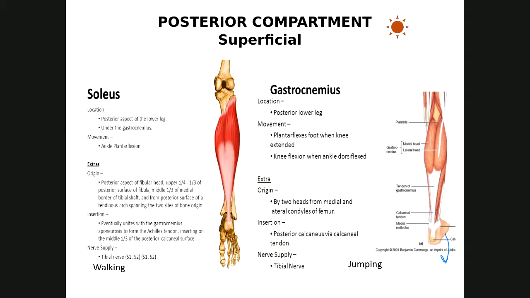The soleus, if we could take this off, is underneath it. The soleus has two origins. One is along the fibular head and the other is along the medial tibia. And it's also going to insert into that calcaneal tendon. We consider this a walking muscle versus the gastroc a jumping muscle. And this is associated with plantar flexion, bringing your foot down like this, or walking on your toes. The nerve supply to both these muscles is the tibial nerve.